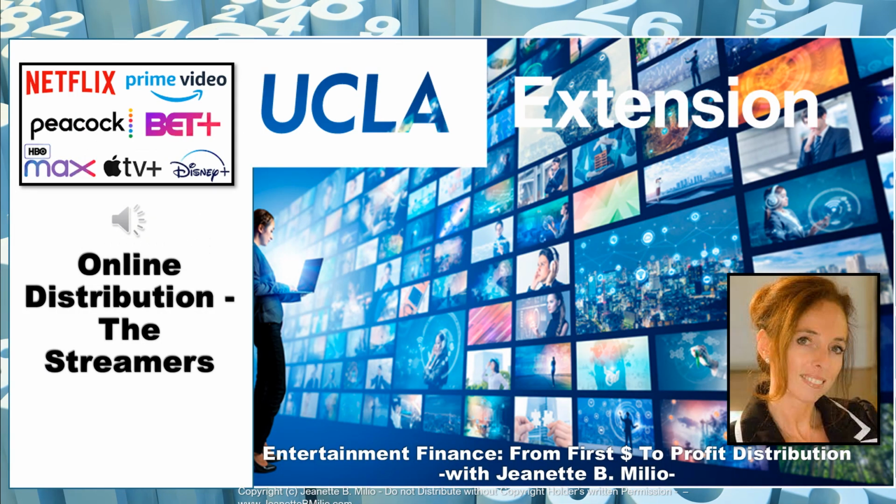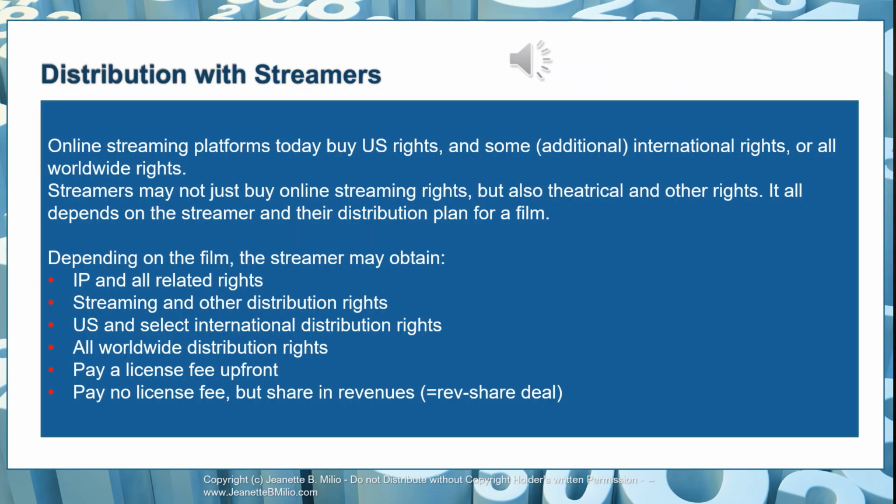A fairly large part of the industry today is online distribution with the streamers. And we as producers can create content to be sold to the streamers and be streamed by the streamers. So when we look at distribution with streamers, it is not dissimilar to distribution with anyone else. Think about the streamers as buyers, as distributors, as studios, because that's in essence what they do.